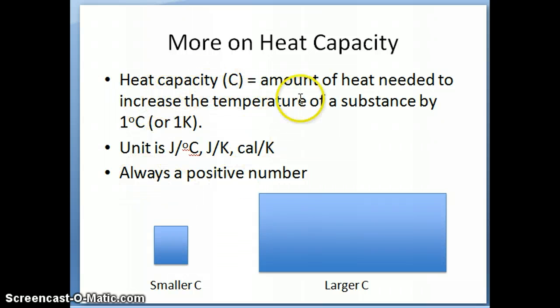Heat capacity by definition is the amount of heat needed to increase temperature, so it's always a positive number, right? It's how much energy it takes to increase the temperature of a substance.